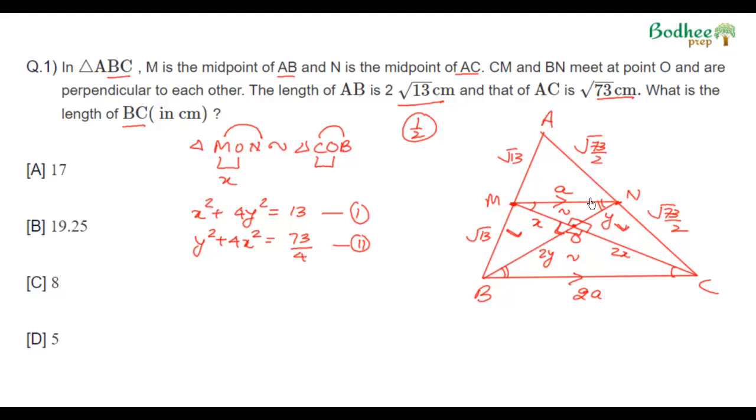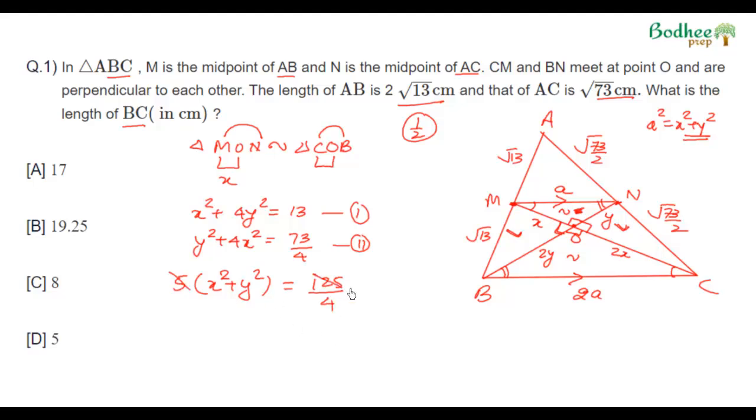Now we need the value of A. In this triangle, that is in triangle MON, if I apply the Pythagoras theorem, then we'll get that A square should be equal to x square plus y square. So somehow we have to get the value of x square plus y square. To get this, if I add the equations, then definitely x square plus 4x square will become 5x square, and similarly 4y square plus y square will become 5y square. So we can take 5 common, so 5 times x square plus y square will be equal to the sum of these. On calculation, I'll get it as 125 divided by 4.